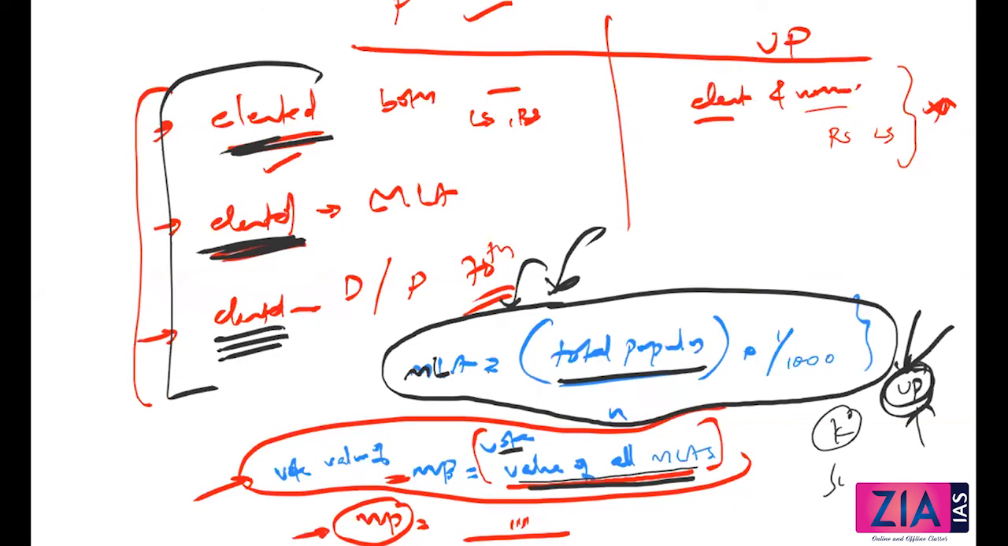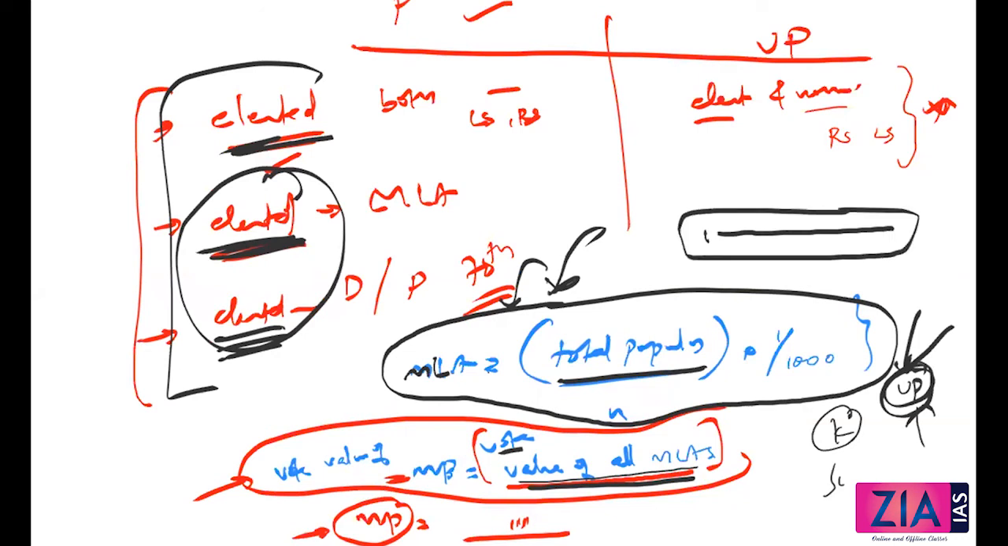Guys, how many elected MLAs are there? You add each one of those, and what is the total that you're getting? That is what you mean by vote value of all MLAs. All MLAs who are participating in the election, their vote values I'm adding. So if you need to calculate one MP's vote value, it is vote value of all MLAs divided by total elected MPs.